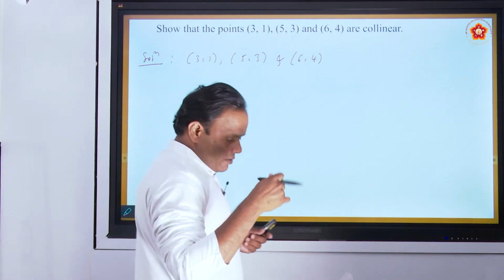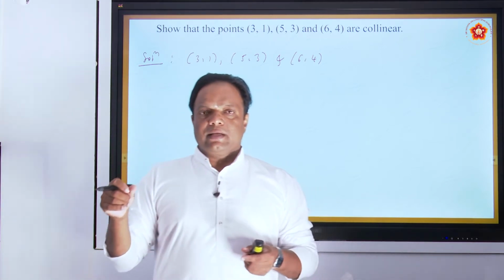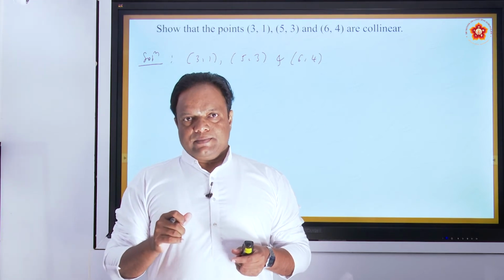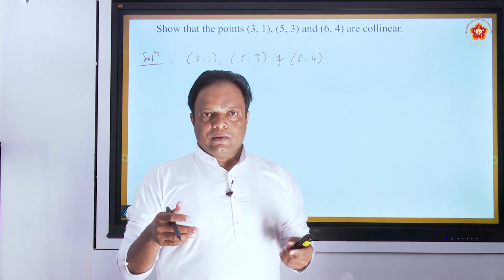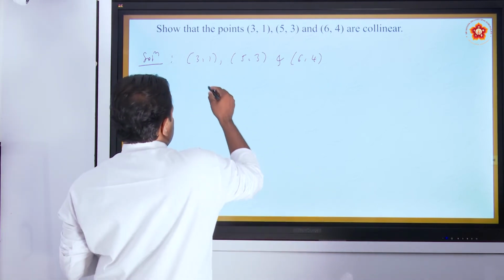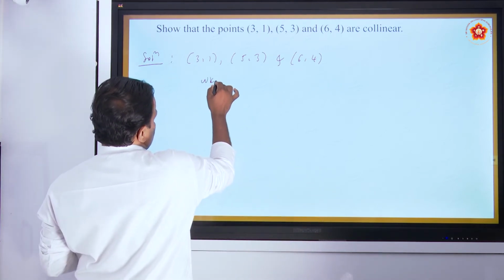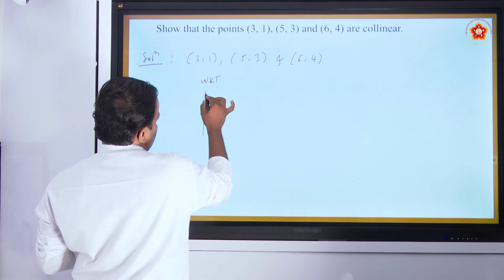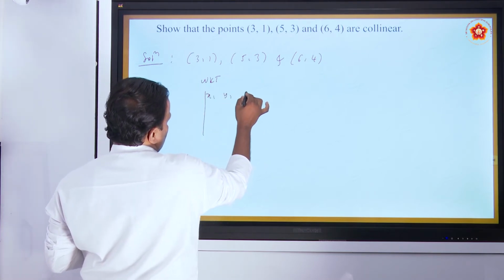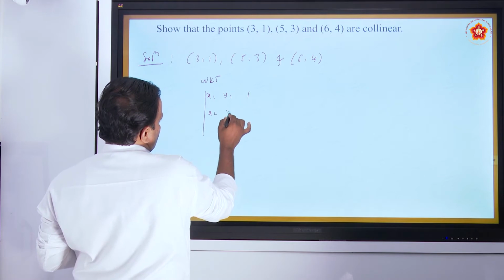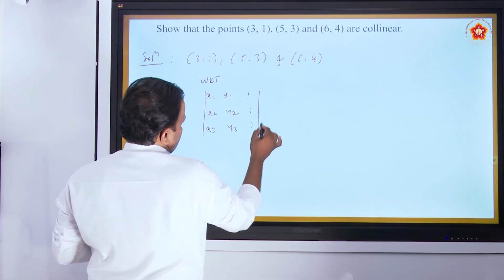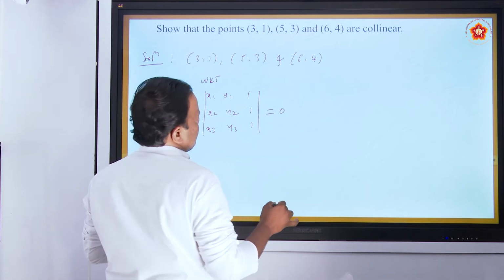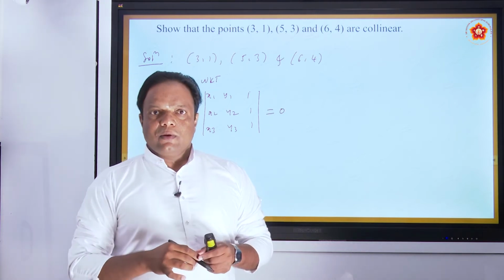I show that these 3 points are collinear by using determinant. We know if the determinant value is 0, then the points are collinear. So we know that, right? There is a condition. What is the condition here? The determinant of x1, y1, 1; x2, y2, 1; x3, y3, 1. This value is 0. Then we say the 3 points are collinear.